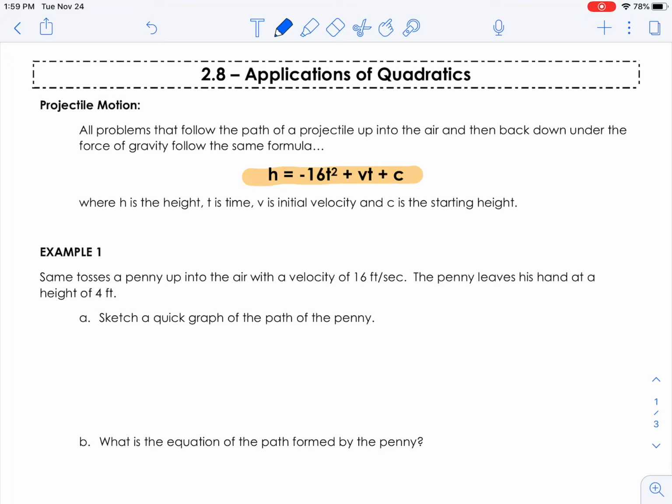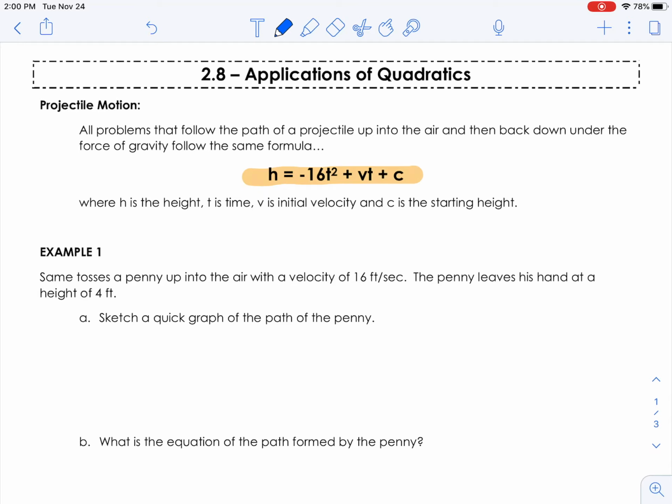H for height equals negative 16t squared, where t is time, plus v times t, where v is the initial velocity, plus c, where c is the starting height of the object.